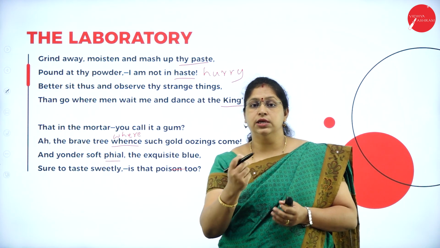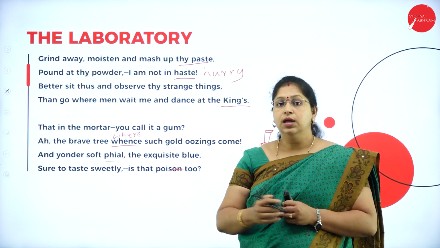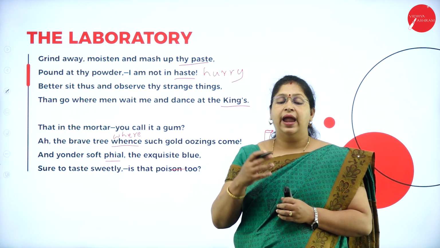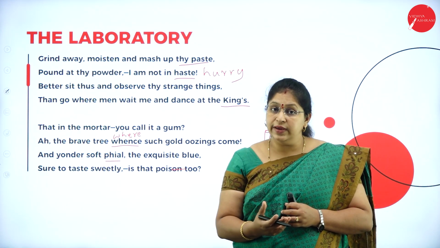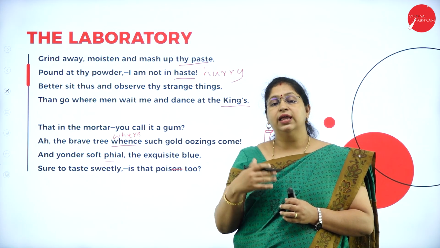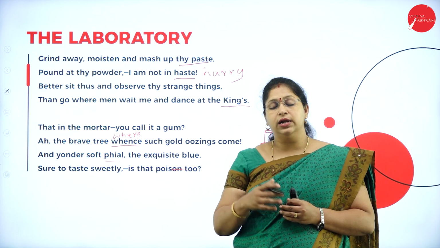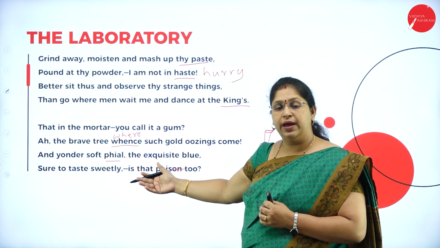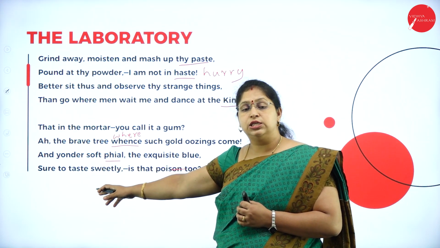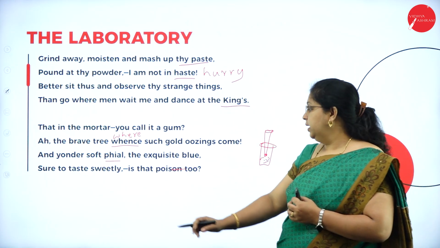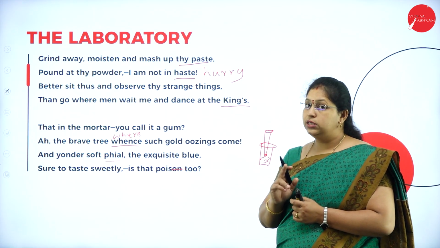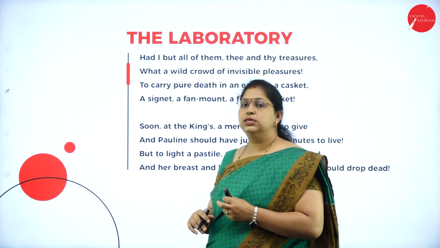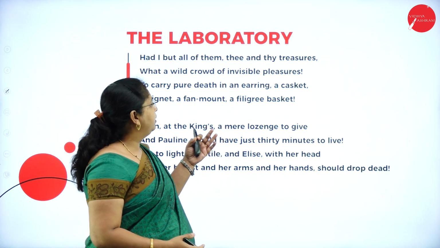The color is exquisite blue, and it looks so beautiful in the phial. Why? Because the phial is made of glass and it is transparent. She can see the color, and everything seems to be very sweet. When we look at some food or dish, we can have our own imagination about the taste and the aroma. Like that, for this poison, she says it is sure to taste sweet. And she is also asking, is it poison too? Is it poisonous? It should kill that woman. Next two stanzas, we'll study more about what is happening in the laboratory.